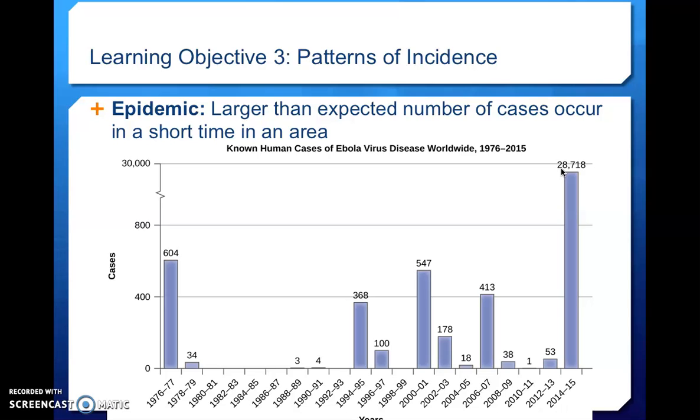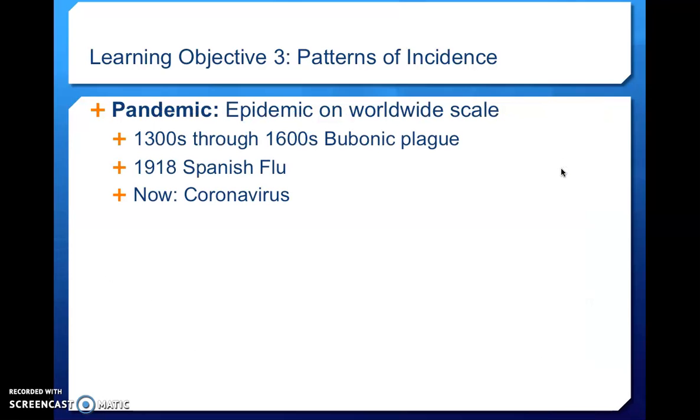When an epidemic occurs in large numbers like this in multiple locations, that's when we call it a pandemic. So this is an epidemic, larger than expected numbers of a disease, but occurring on multiple continents. So not just in a certain area, but on a worldwide scale.